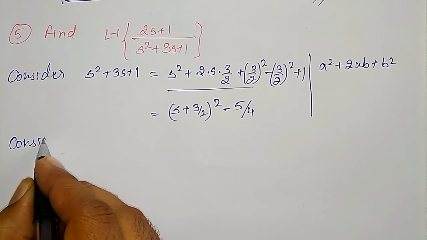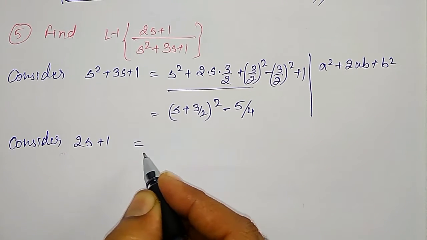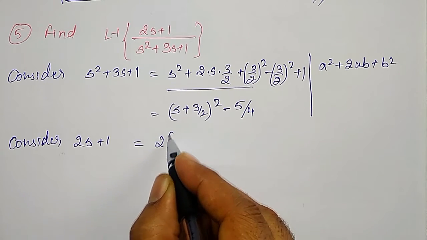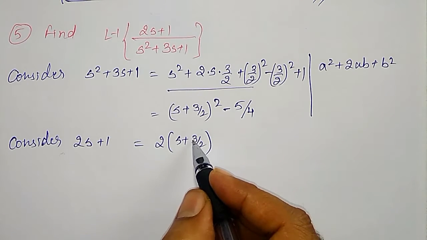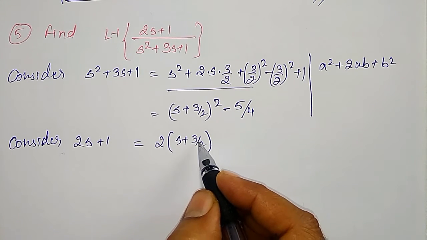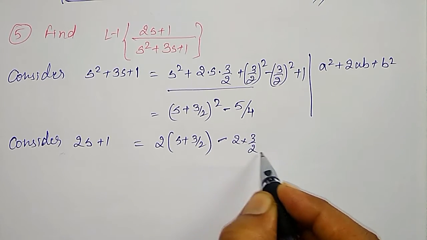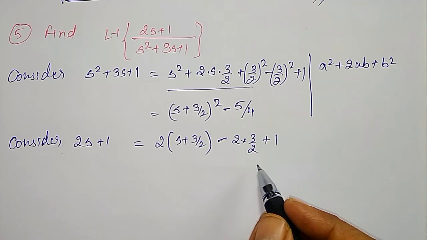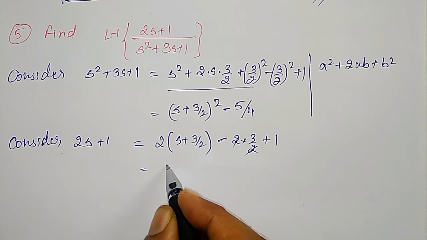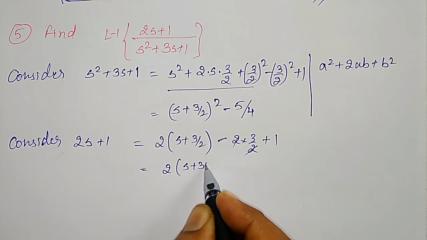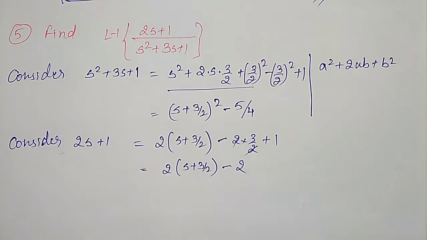Consider 2s plus 1 equal to 2 into s plus 3 by 2. I have added 3 by 2, not only 3 by 2, 2 into 3 by 2 I have added. Therefore, I have to subtract 2 into 3 by 2, plus 1 is already there. That's why what will it become then? 2 cancels. This is nothing but 2 into s plus 3 by 2, s plus 3 by 2 minus 2.